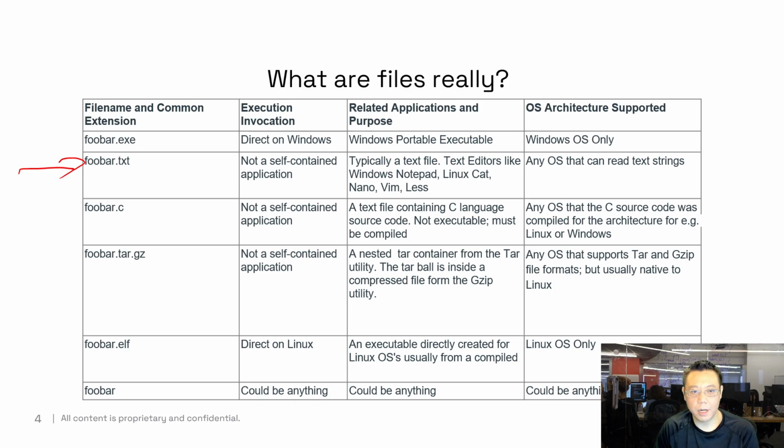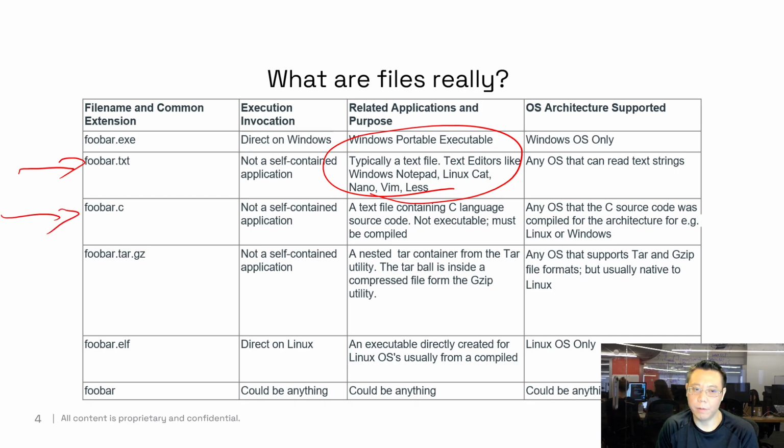Next, we have foobar.txt. Typically not an actual application itself, and not a self-contained one at that. What you need to use are text editors. Like we saw earlier, we have Nano and Vi, and we can open, read, and write text. Really any OS can do this, and it depends on what you're looking for. Windows has Notepad, Linux has cat. You can do anything with the text file because it's just data.